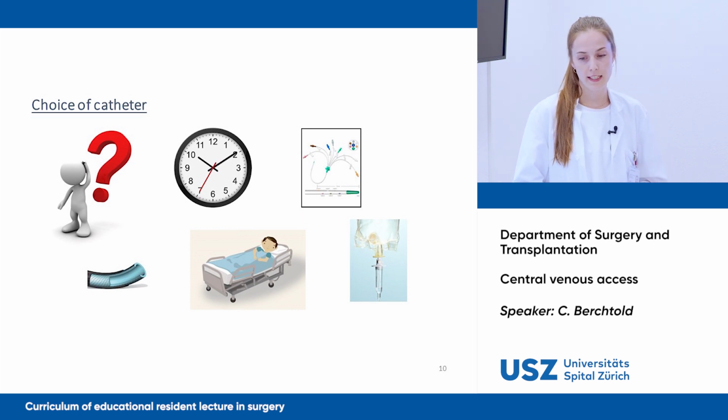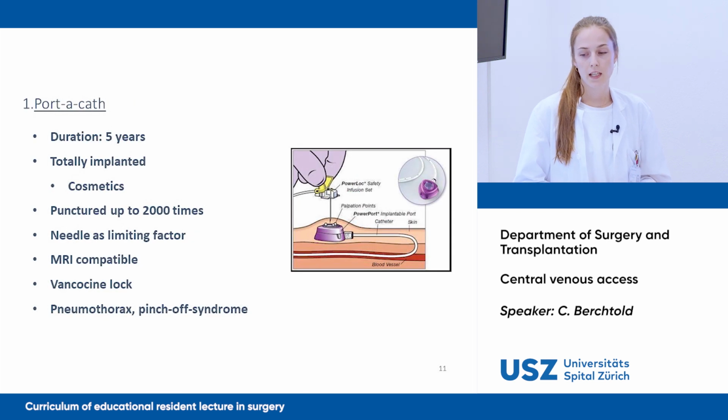How do we choose the catheter? Once we know about the indication, we have to look at how long the catheter is supposed to stay in place, how many lumens we need, what the coating of the catheter is, patient-related factors such as post-mastectomy or handedness, and what the nature of the solution that should be applied is. Now let's have a look at the different devices.